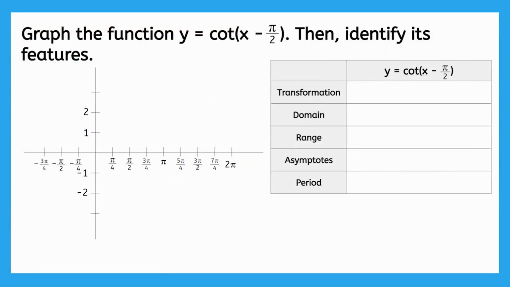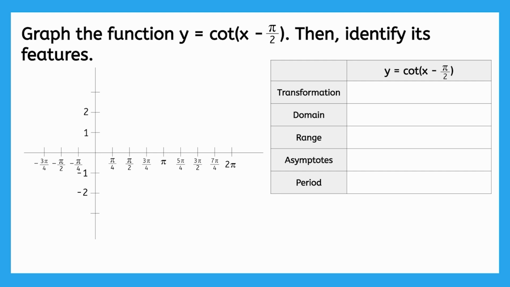Let's practice graphing a cotangent function. Check out this example. Graph the function y equals cotangent of x minus pi over 2. Then, identify its features. Pause the video and complete this example on your own. Let's see how you did.